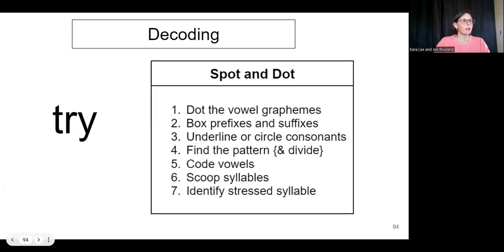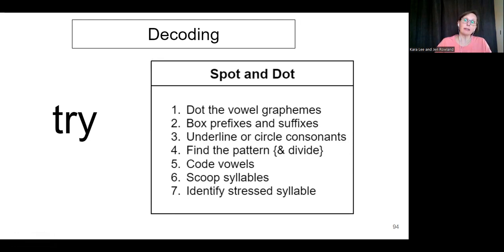So when I am decoding a word like this, I still dot the vowel grapheme. So what am I going to dot? Which grapheme? Y, yes. Are there any prefixes or suffixes I can box? No. What am I going to do with those consonants? Do I circle them, underline them? Yeah, underline. Okay, find my pattern.